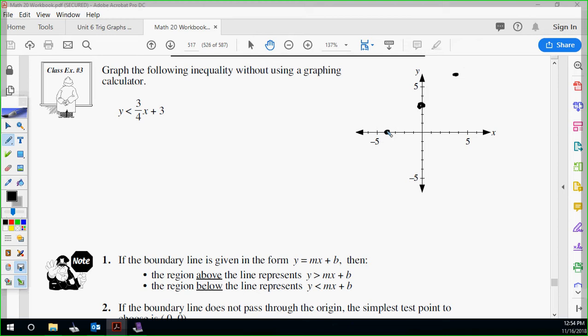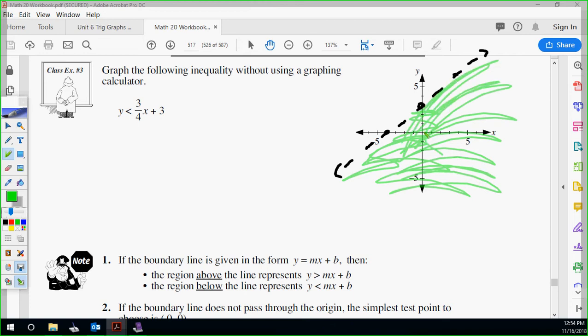Is it dotted or solid? Dotted. Okay, and less than, above or below? Below. Okay, here's another one that I've told people before. If you're not sure where to shade, go find the y-intercept and go below it or above it. That'll put you in the right region as well. So here's my y-intercept, just go below. So I'm down here.